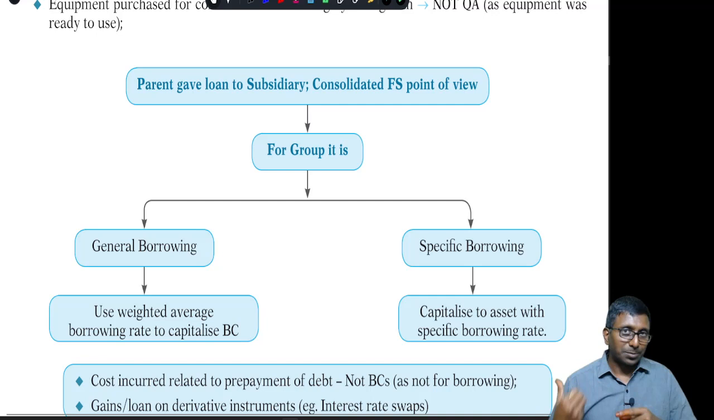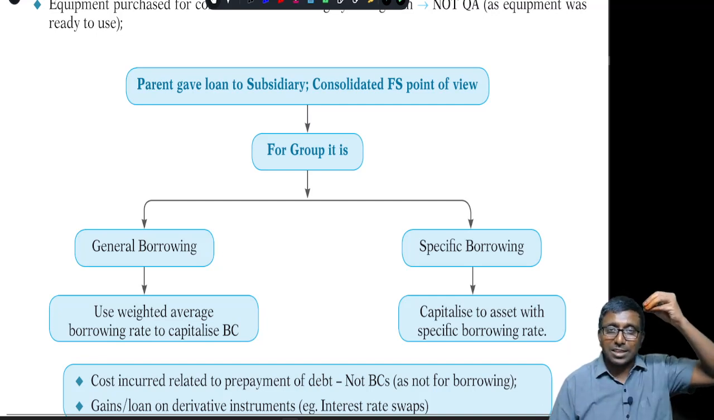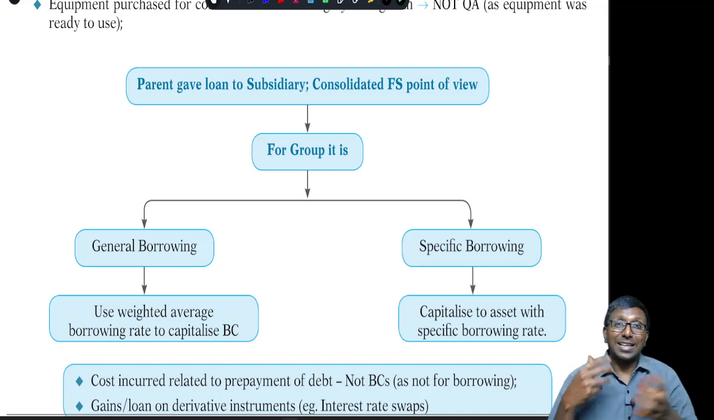Yeah, see, the subsidiary will account as per Ind AS 23, but we are looking at it from the consolidated financial statements point of view. Now the question is, a subsidiary must have capitalized it, to the extent of the rate of borrowing cost it is incurring. But this loan is taken from whom? From the holding company. So for the holding company, is it a general borrowing or is it a specific borrowing?